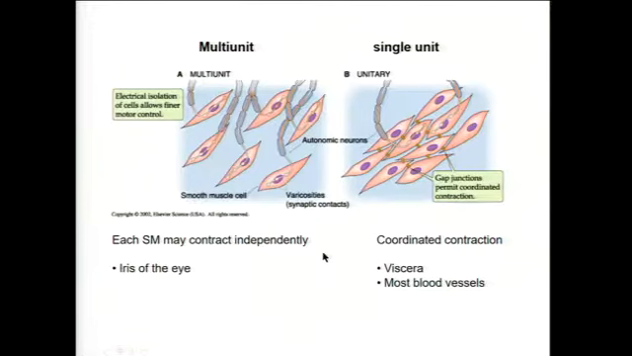So this is a cartoon of what I was just talking about. An example of where multi-unit smooth muscle cells are is in the iris of the eye. Every cell has a junction. Single unit, there may be one or two junctions, but what I really want you to know is gap junctions permit coordinated contraction. Viscera, just about every blood vessel you have.